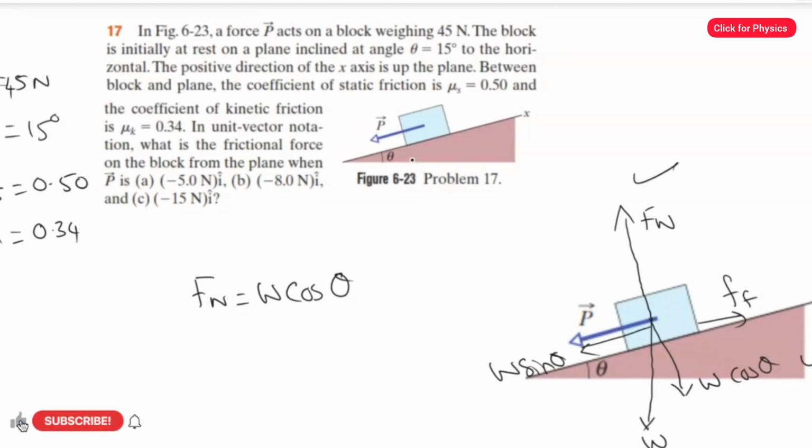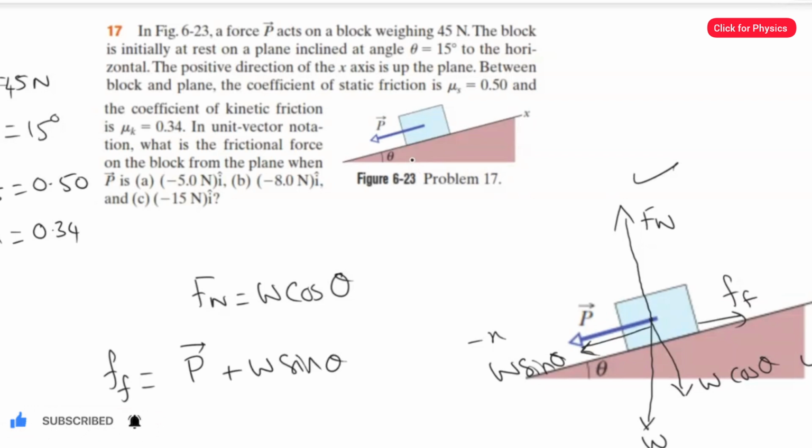Likewise, we frame the equation for the horizontal forces. You can see your friction force is in the positive direction of x, and there are two forces, P vector as well as W sine theta, acting in the negative direction of x. Therefore, Ff, our friction force, equals P vector plus W sine theta. So these are the two equations we are going to use for finding the friction force.